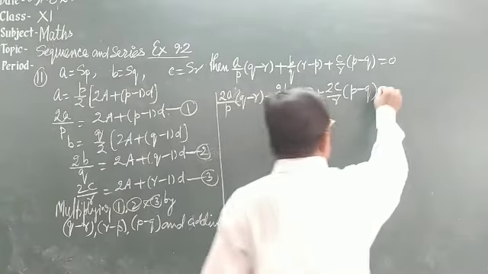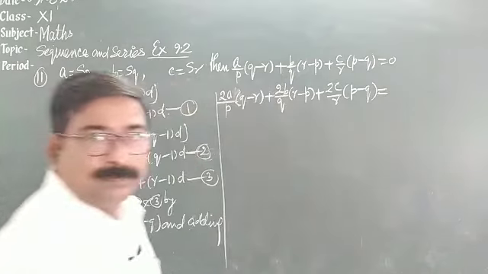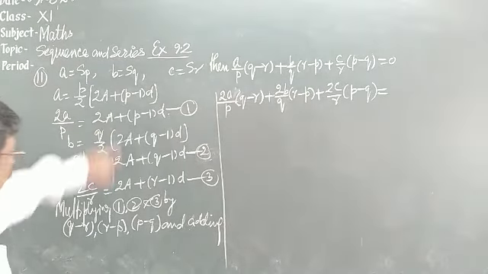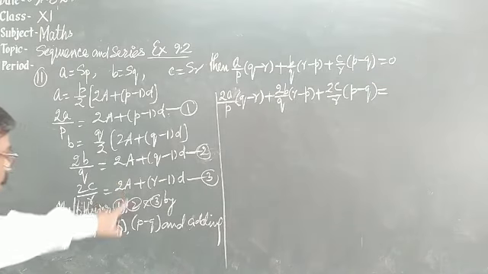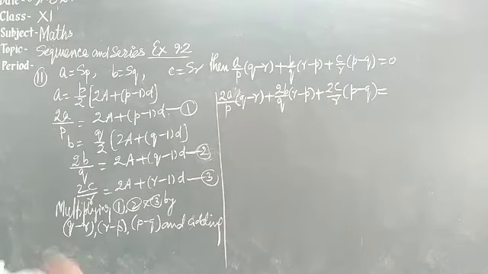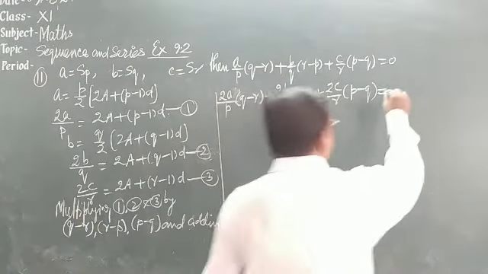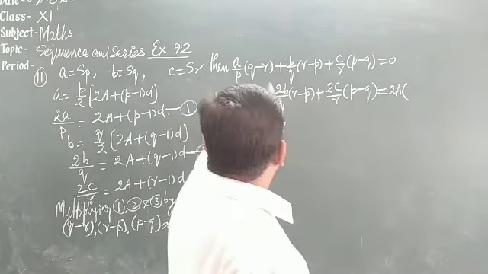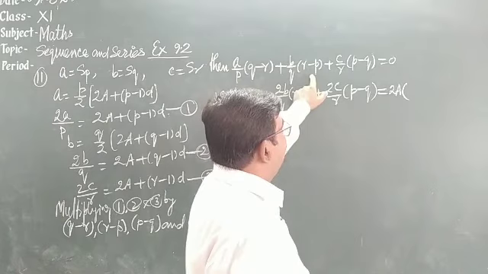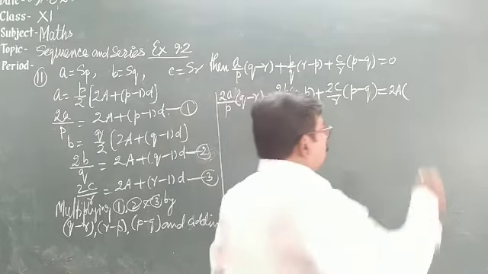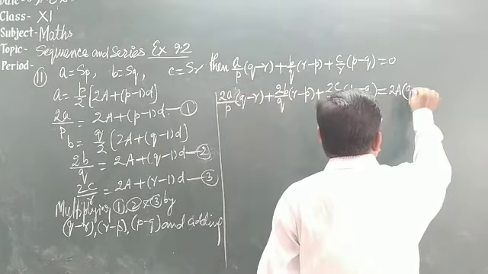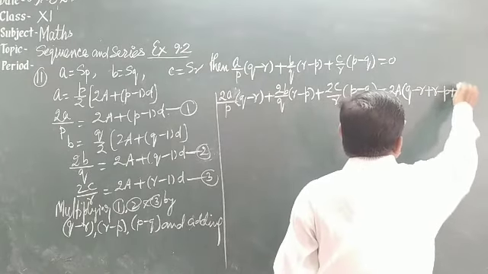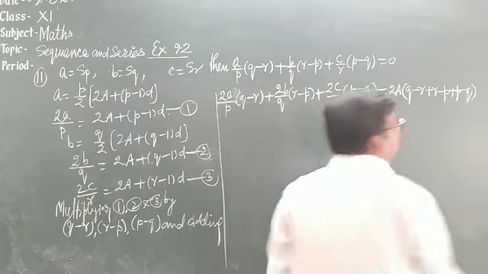Is equal to, on the right side we have 2A in equation number 1, 2A in equation number 2, 2A in equation number 3. So 2A is common. So what is left in the bracket? Q minus R plus R minus P plus P minus Q. This is left in the bracket.